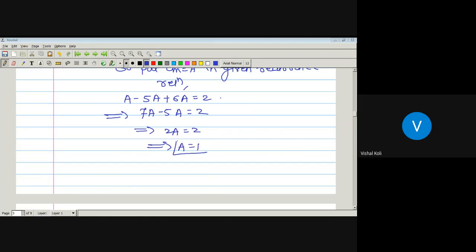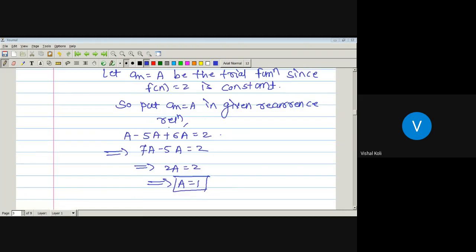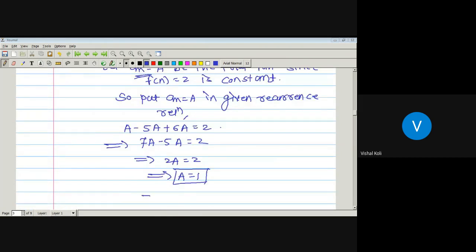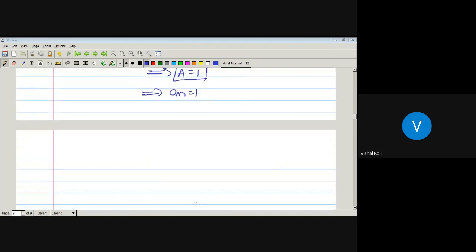So here we have the value of A. Now put A equal to 1 in a(n) equal to A. Since a(n) equal to A is the trial function, whenever we get the value of A, it becomes the particular solution, which implies a(n) is equal to 1. So the particular solution a(n) to the power p is nothing but 1.